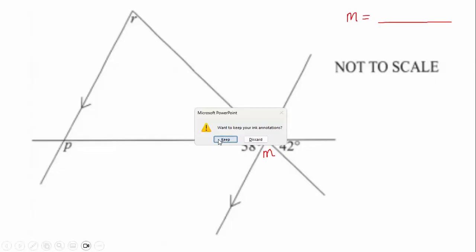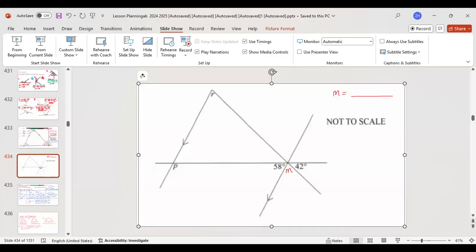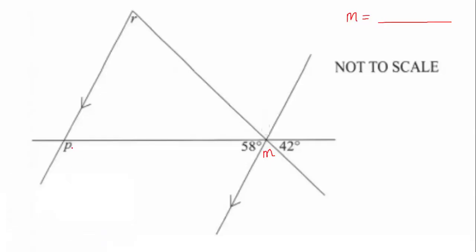Now they told us that P is equal to 122. So this is 122 degrees. What is T? You can call this T. What is T? So that's all I want. I want to know what is M. I want to know what is T.